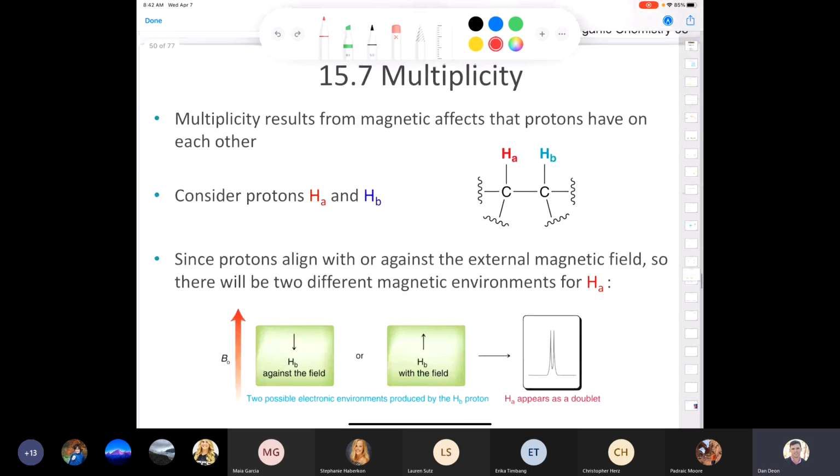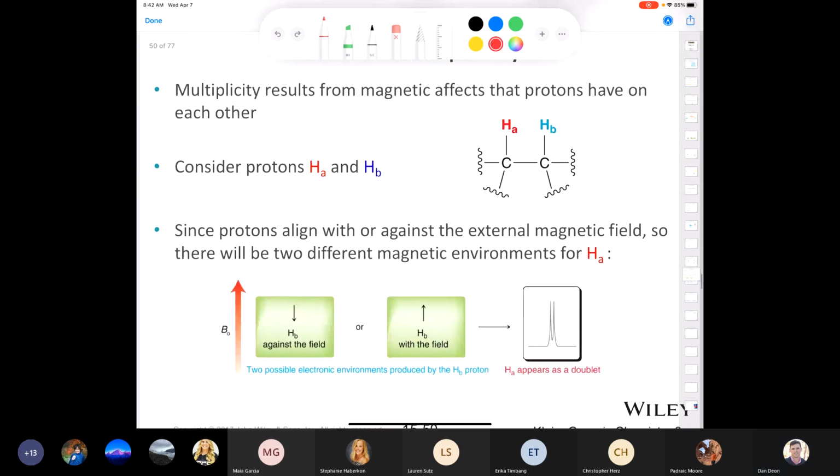What does multiplicity tell us? Let's say we're dealing with a proton, HA. What kind of environment is HA in? How many peaks are going to be in the signal of HA? Well, let's imagine that HA and HB are not chemically equivalent. That's why we're using two different colors, the red proton and the blue proton. They are in different environments.